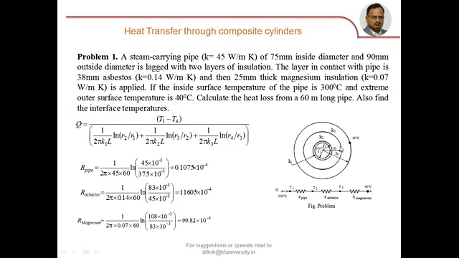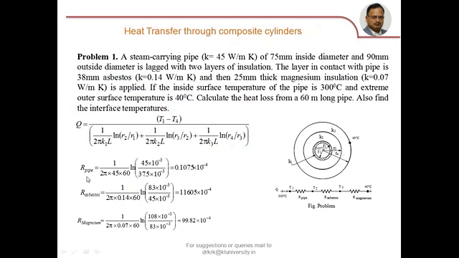And all these are cylindrical resistances. For conduction, the formula is 1 by 2 pi KL log R2 by R1. So the pipe resistance is 1 by 2 pi K1 L log R2 by R1. Next, insulation resistance is 1 by 2 pi K2 L log R3 by R2. Next, the third, outermost insulation resistance is 1 by 2 pi K3 L log R4 by R3.